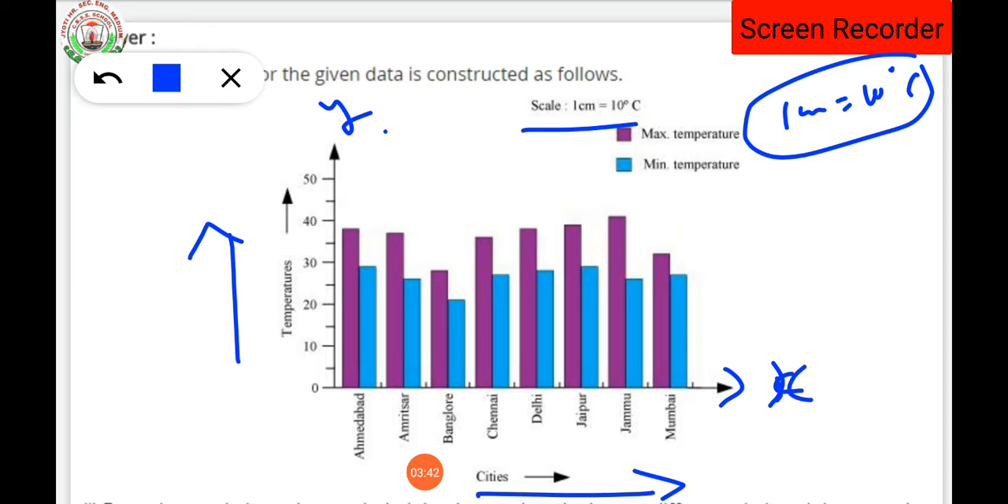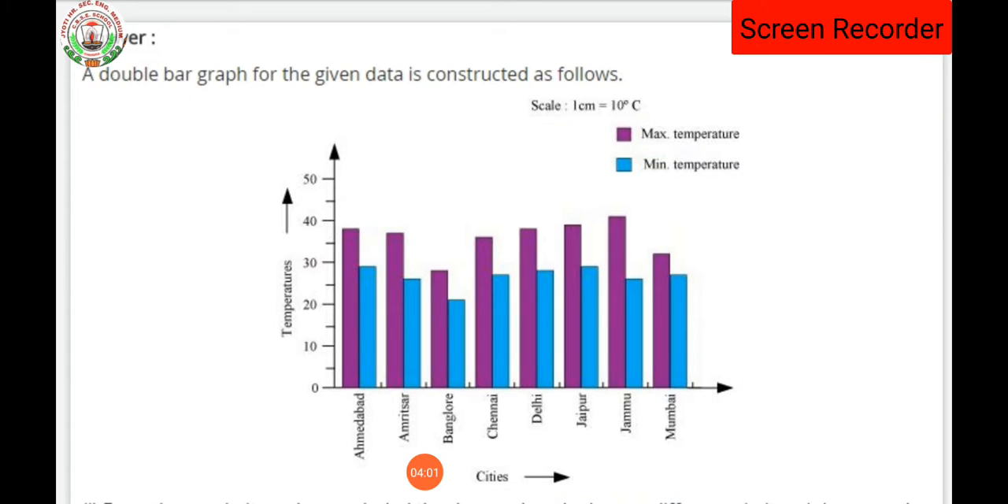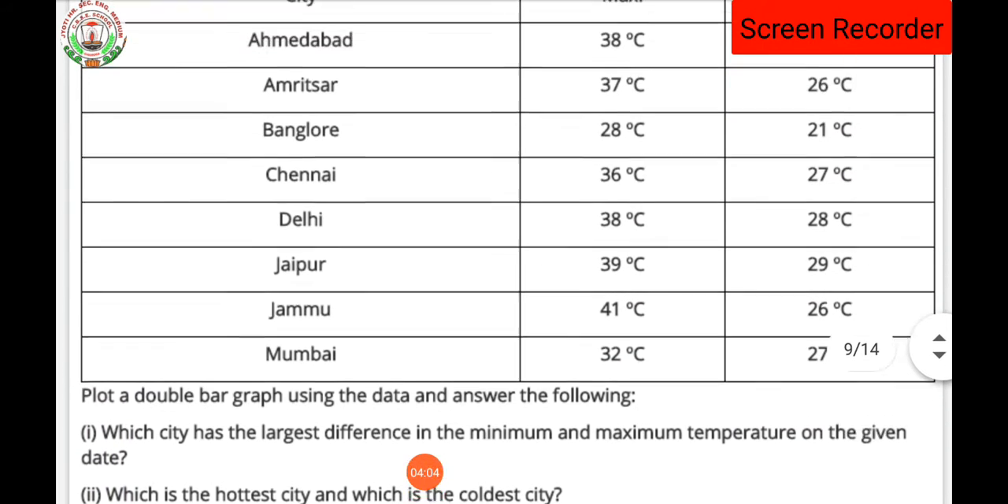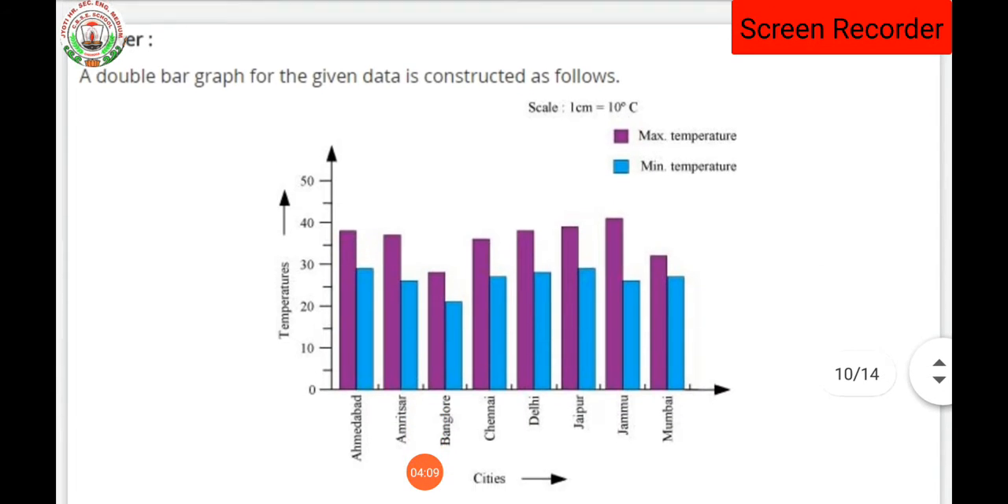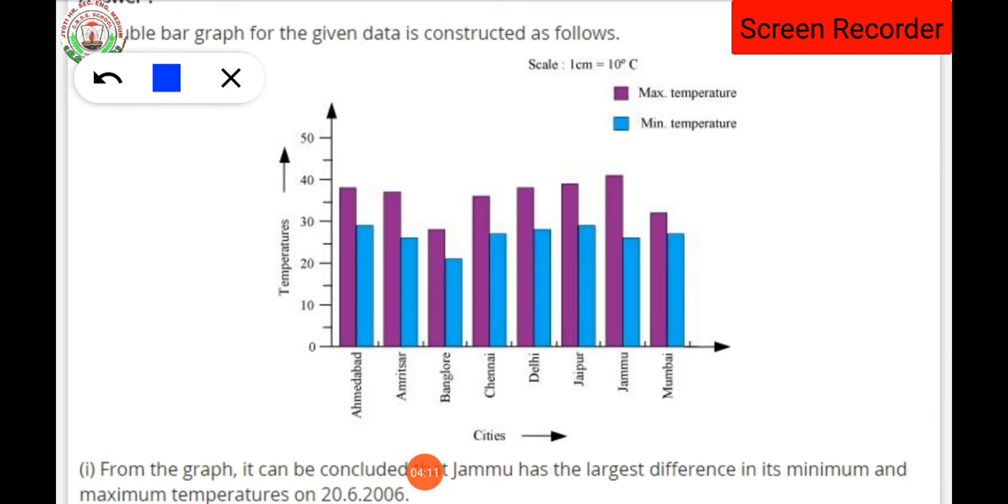So here the temperature is a double bar graph. Maximum temperature is denoted by the purple color as well as the minimum temperature is denoted by the blue color. Okay, so Ahmedabad first, temperature is how much? It is between 30 to 40 and this one is 35. So it is more than 35, isn't it? So we can see in the data what is the temperature of Ahmedabad, that is 38 and 29. So what is the temperature? That is 38 for maximum and 39 for the minimum.